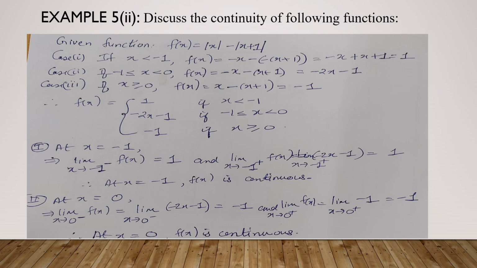Now at x equal to 0, limit x tends to 0 from the left side. Left side means in this case x is approaching 0 from the negative side. So how is the function defined? It is in the range minus 1 to 0, so minus 2x minus 1. Put x as 0, it is minus 1. And the limit x tends to 0 plus, means from the positive side, right hand side of f(x), it is defined as minus 1. Both are same. So again at x equal to 0, the function is continuous.